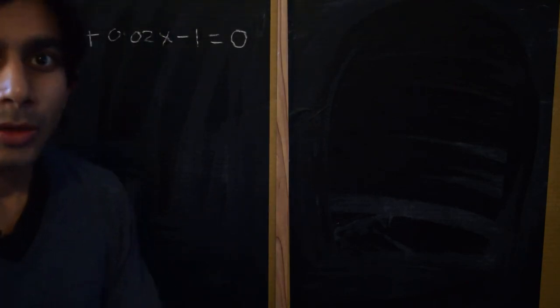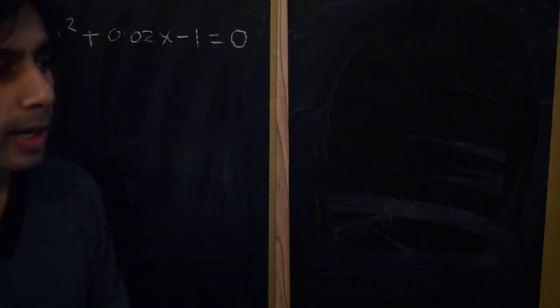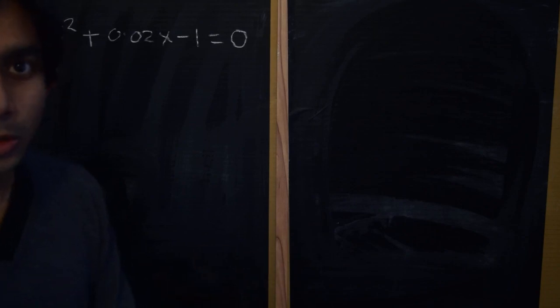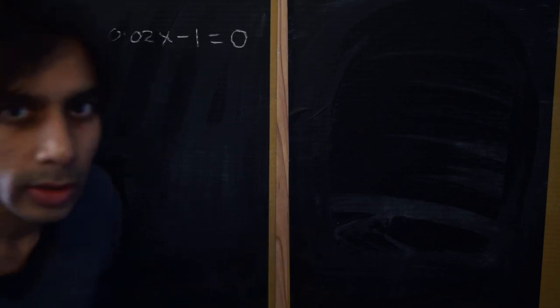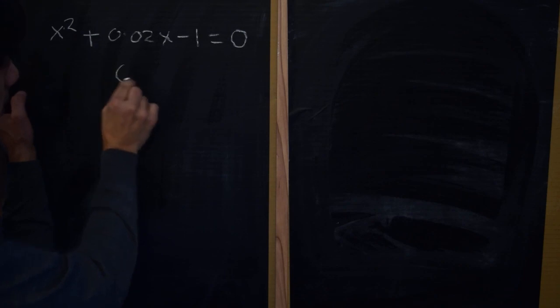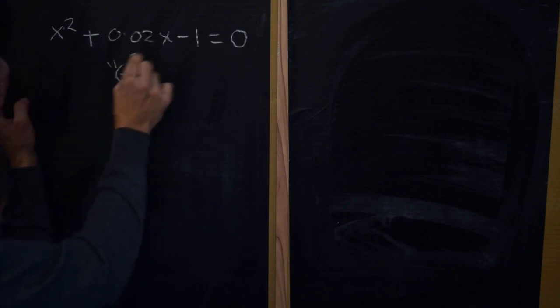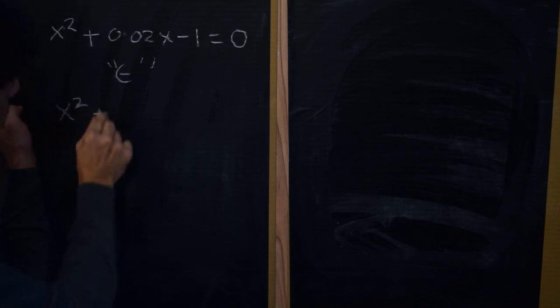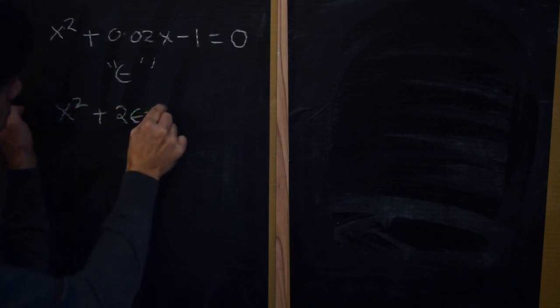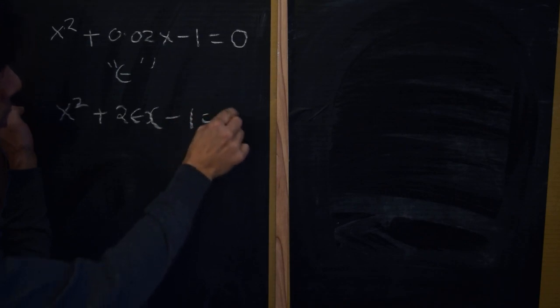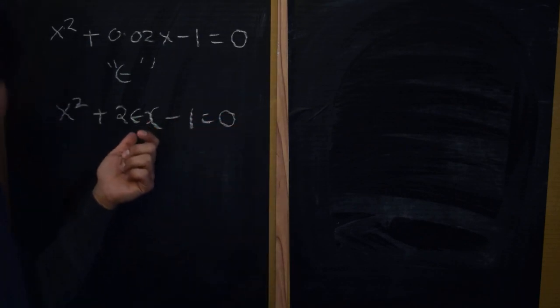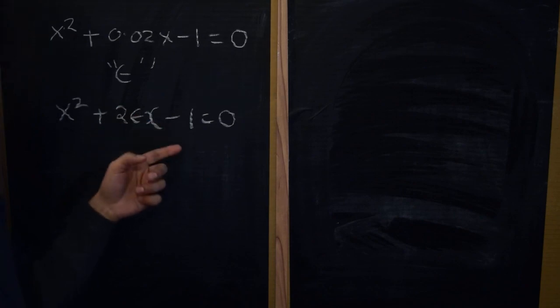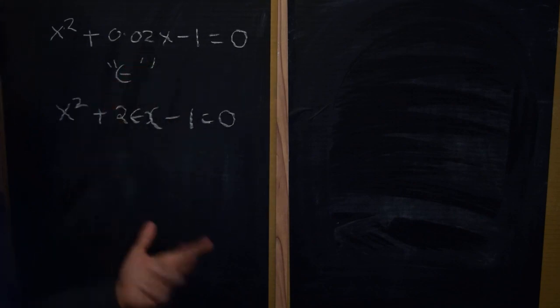Alright, so the idea now is to go back to this equation, and we'll convert it into a family of equations by introducing a small parameter epsilon, which could take a range of values. Let's see how that works. So let's define a small parameter epsilon, in terms of which we'll rewrite the equation as x square plus 2 epsilon x minus 1 equals 0. So if epsilon is 0.01, 2 times epsilon is 0.02, and we get back our original equation.